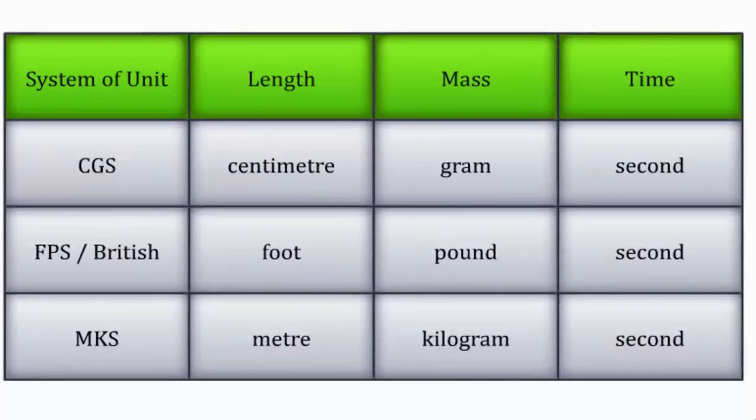Until recently, three major systems of units were in use in different countries, based on the units of three fundamental quantities, namely length, mass, and time. Among these were the CGS system, which stands for centimeter, gram, second, and FPS, which stands for foot, pound, second, respectively. These units were adopted by Britain, and hence the system is referred to as the British system. The third system of units is the MKS system, which stands for meter, kilogram, and second.